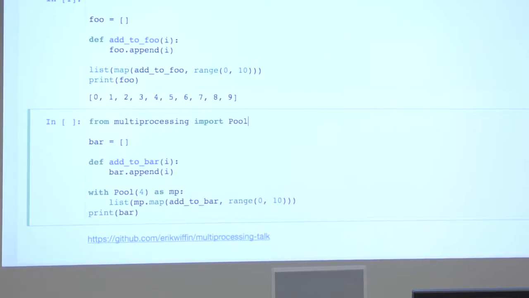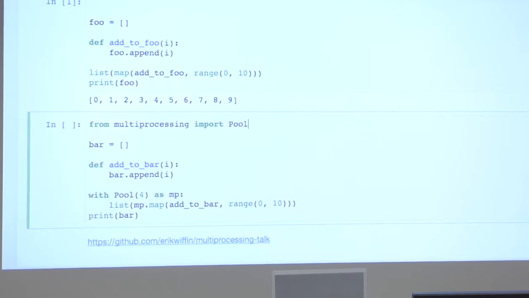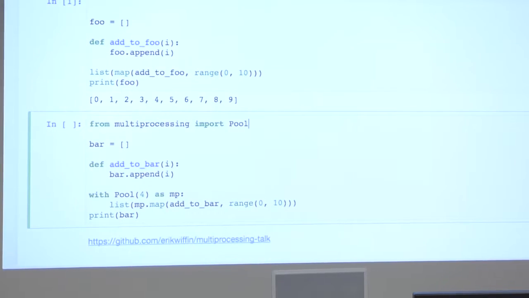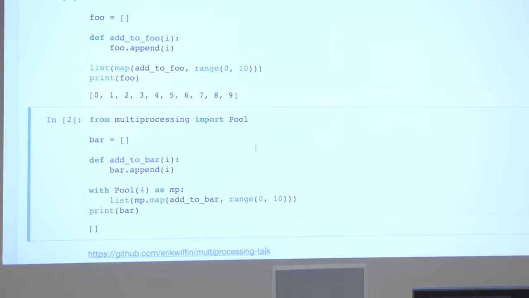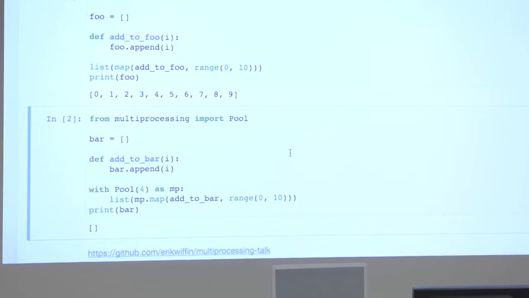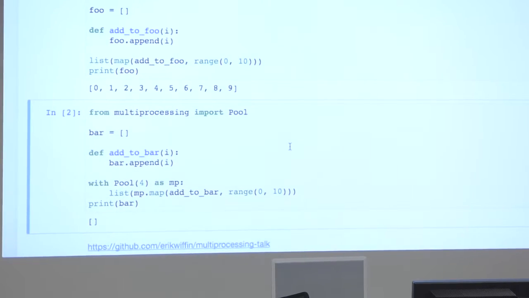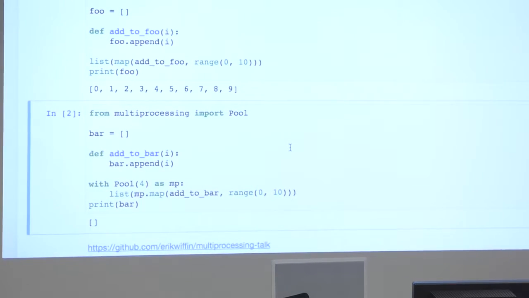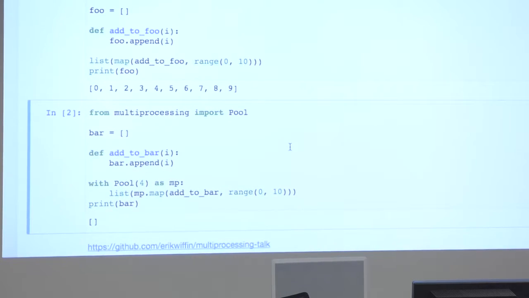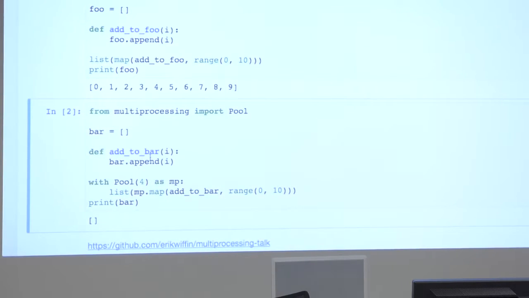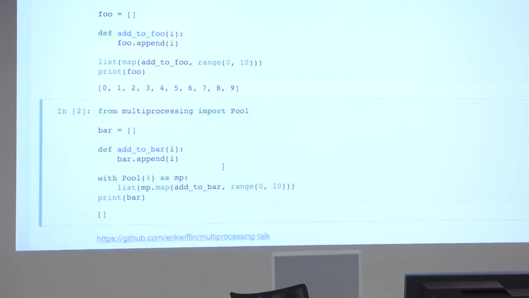Notice that bar is defined outside of kind of the add to bar method. So when you run it, what happens is this add to bar method has its own copy of bar. And so it thinks that it can write to it, but each process is writing to their own copy, and so the main process doesn't have anything left in it.